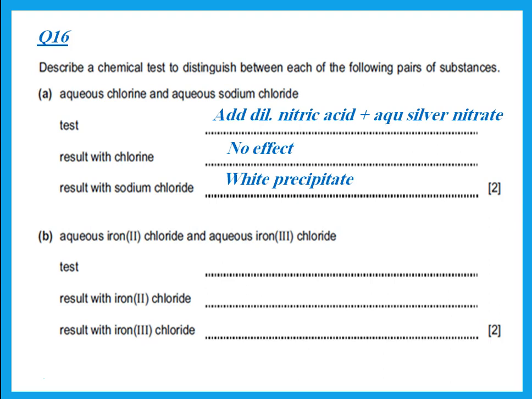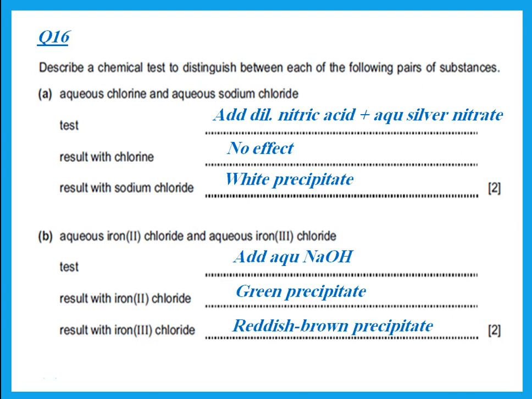Now, the next test, we want to distinguish between iron 2 chloride and iron 3 chloride. Both of them are chloride, so I cannot use the test for chloride. But the difference between them is one is iron 2 and the other is iron 3. So I do the test that will distinguish between them. Add aqueous sodium hydroxide: with iron 2, it will give a green precipitate; iron 3, a reddish brown precipitate.